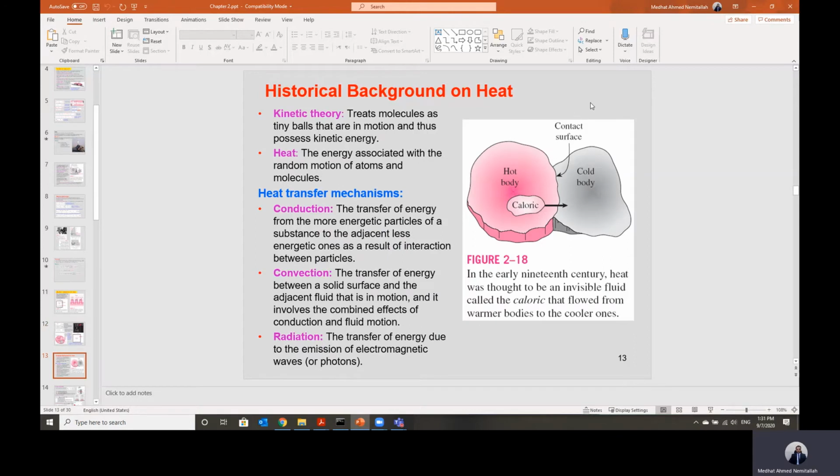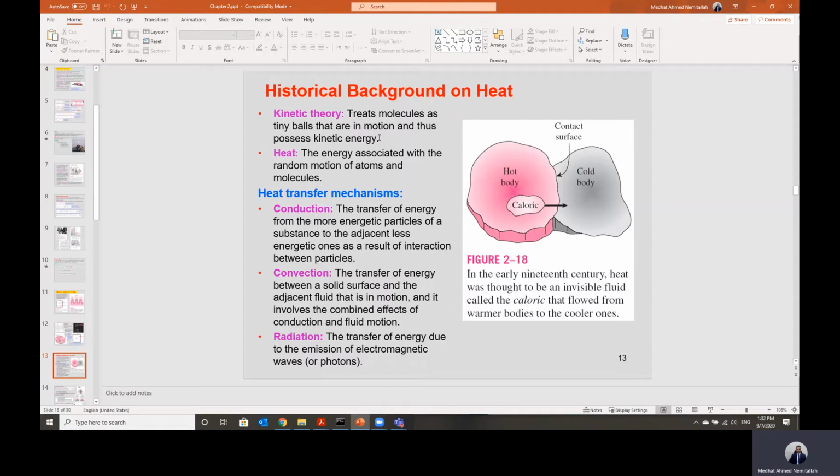Here is something behind the theory of heat transfer. There was a wrong theory, which is the caloric theory. This caloric theory says there is a caloric fluid that flows from the hot fluid to the cold fluid in order to have heat transfer. Or heat is transferred in the form of a caloric fluid from the hot body to the cold body. And this theory was totally wrong. It was replaced by what we call the kinetic theory, which is the proper one.